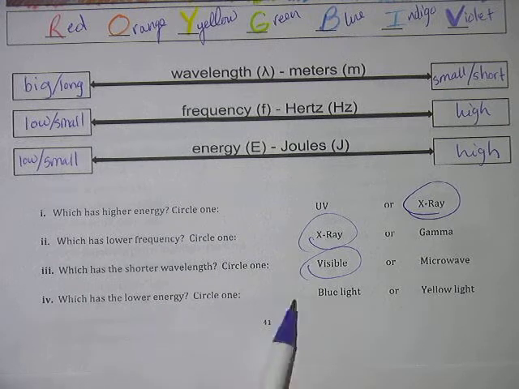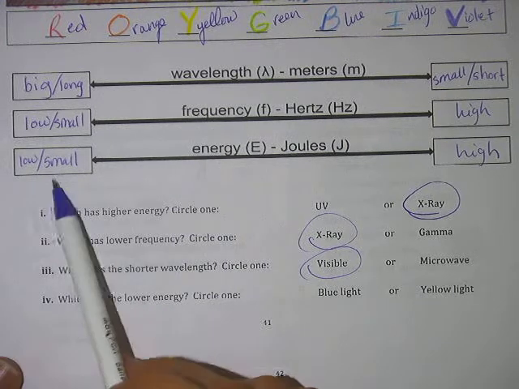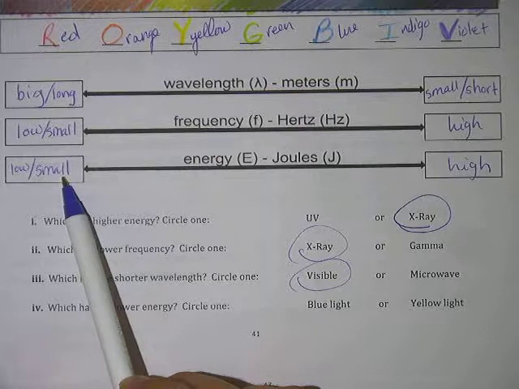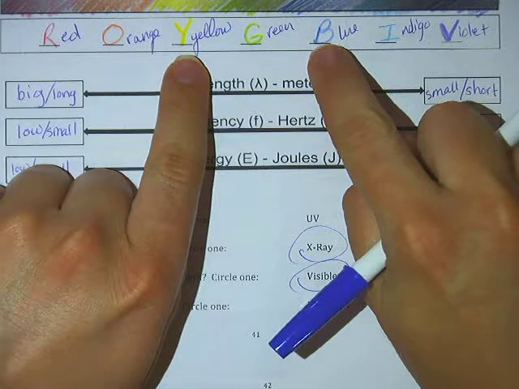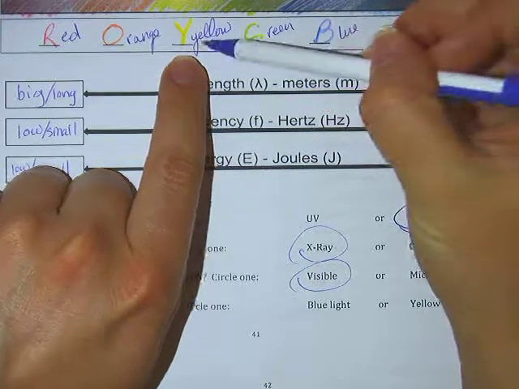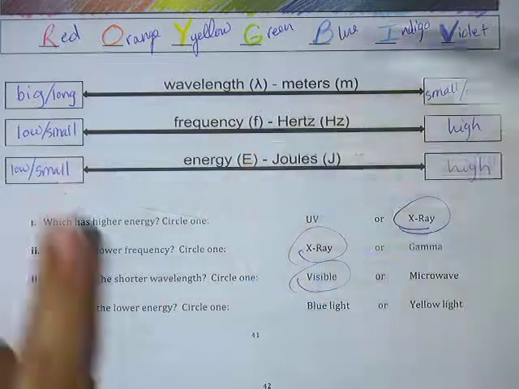And lower energy, blue versus yellow light. Again, low energy is going to be on the left side. So blue versus yellow, yellow's further left. Yellow is going to be a lower energy.